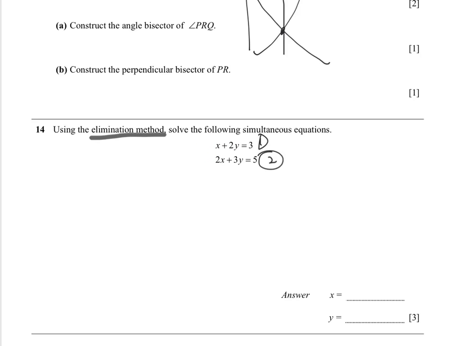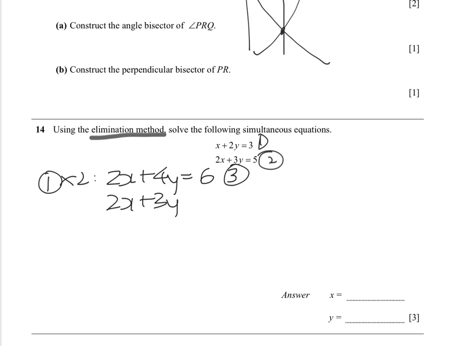coefficient, this one is a 2, this one has no 2. I have to make them the same by multiplying equation 1 by 2. So it's 2x plus 4y equals 6. So that is equation 3. Then I write equation 2 below: 2x plus 3y equals 5.